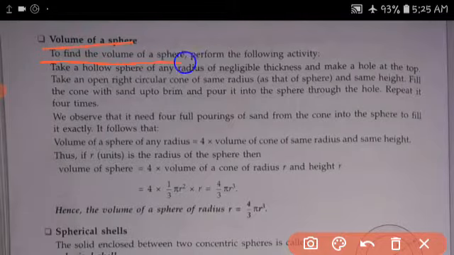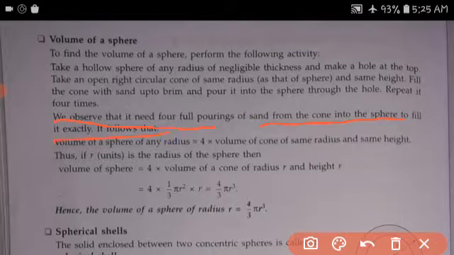To find the volume of a sphere, perform the following activity. Take a hollow sphere of any radius and negligible thickness with a hole at the top. Take an open right circular cone of the same radius as that of the sphere and the same height. Fill the cone with sand up to the brim and pour it into the sphere through the hole. Repeat it 4 times.